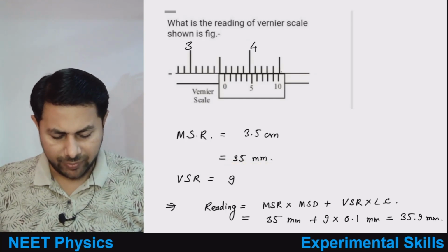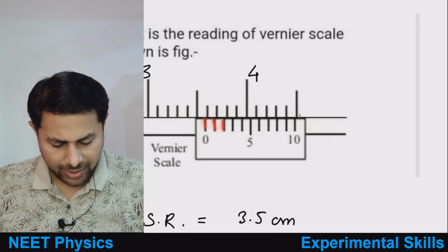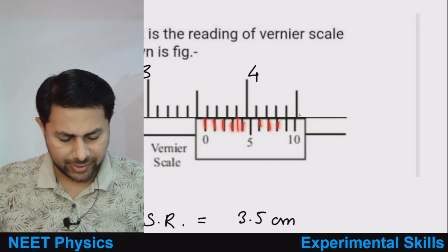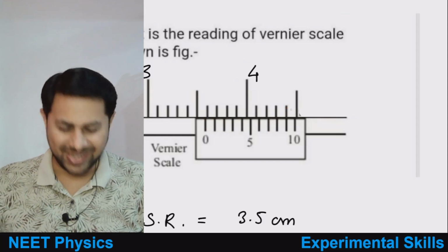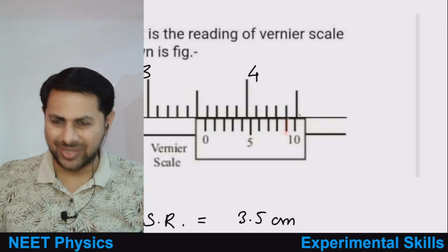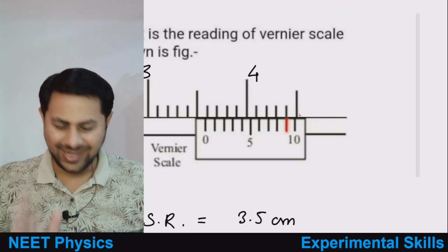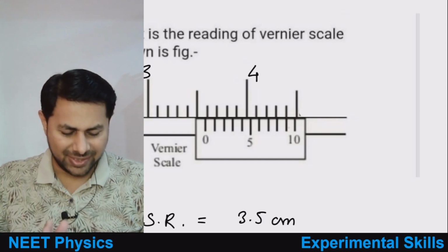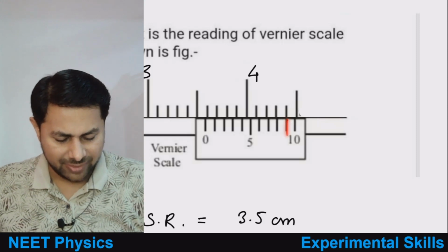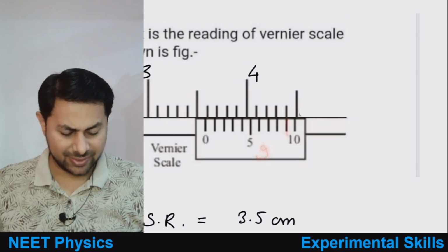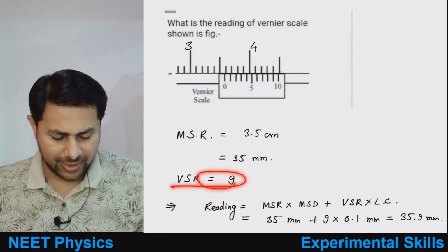Okay, and the Vernier scale reading. To check the Vernier scale reading, you need to see which line of the Vernier scale matches with some line of the main scale. So you can see here the 9th division matches with some line, right? So what is the Vernier scale reading? It is 9, and the least count is 0.1. Vernier scale reading is 9.